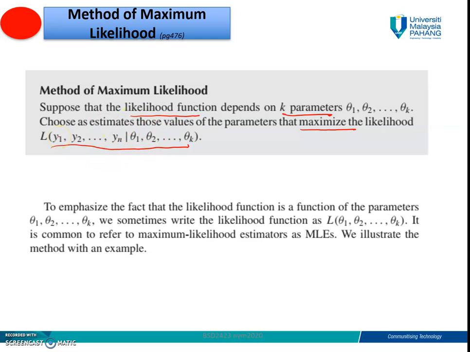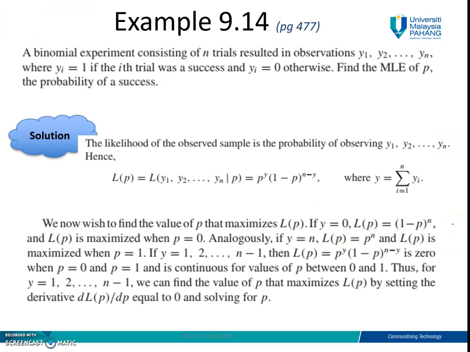You can see here we have random variables y1, y2 until yn, and then these are the parameters, theta 1, theta 2, theta k. To emphasize the fact that the likelihood function is a function of the parameters theta 1, theta 2 until theta k, sometimes we write the likelihood function like this. It is common to refer to the maximum likelihood estimator as MLE. We will illustrate this method with an example.